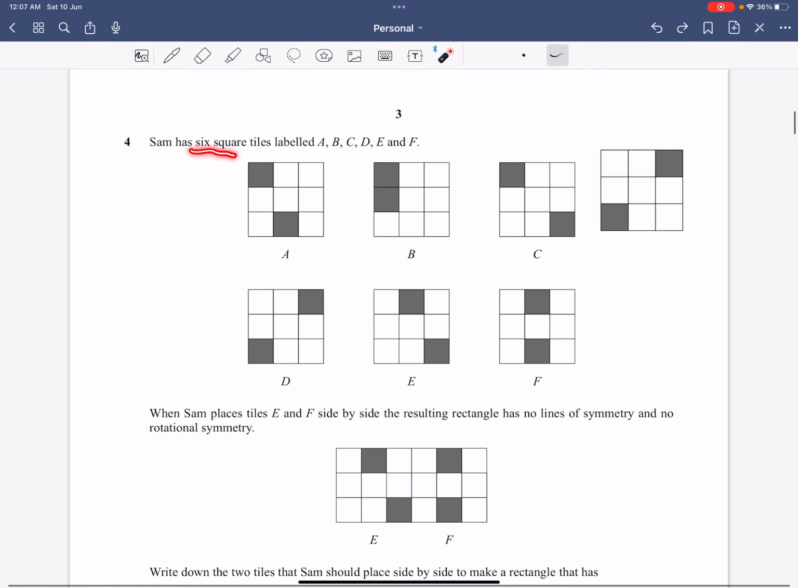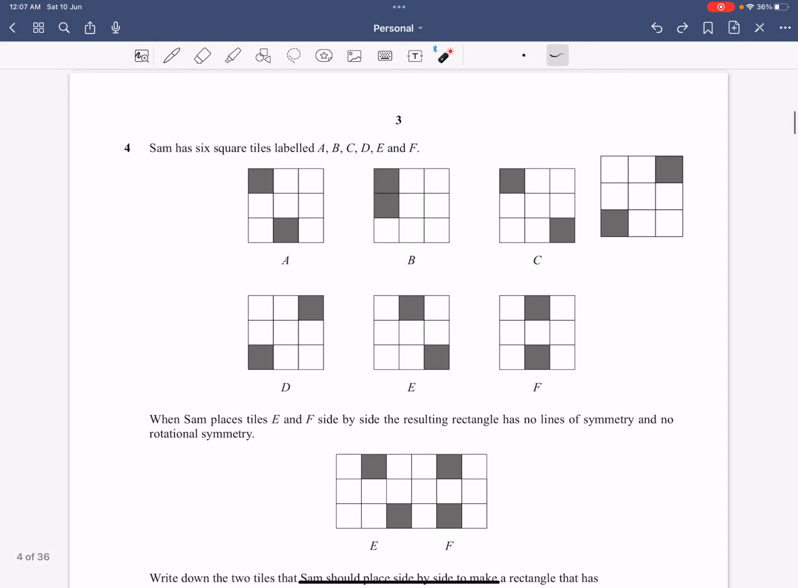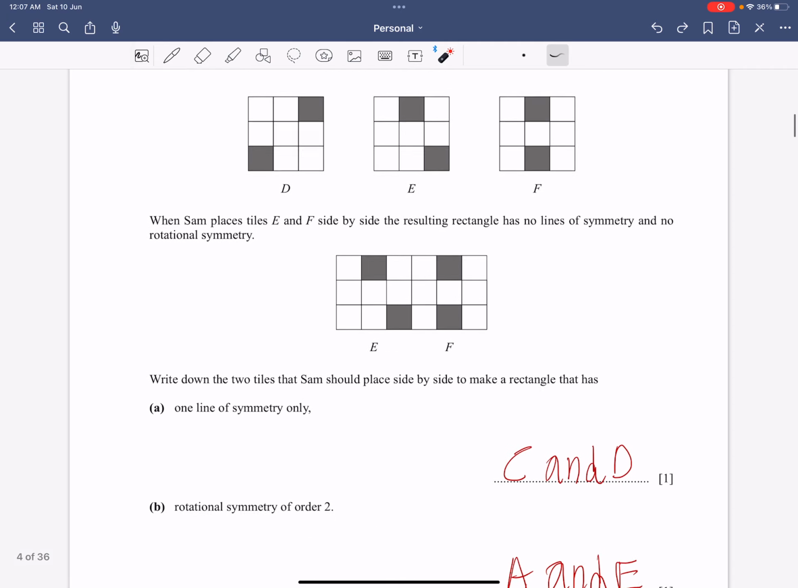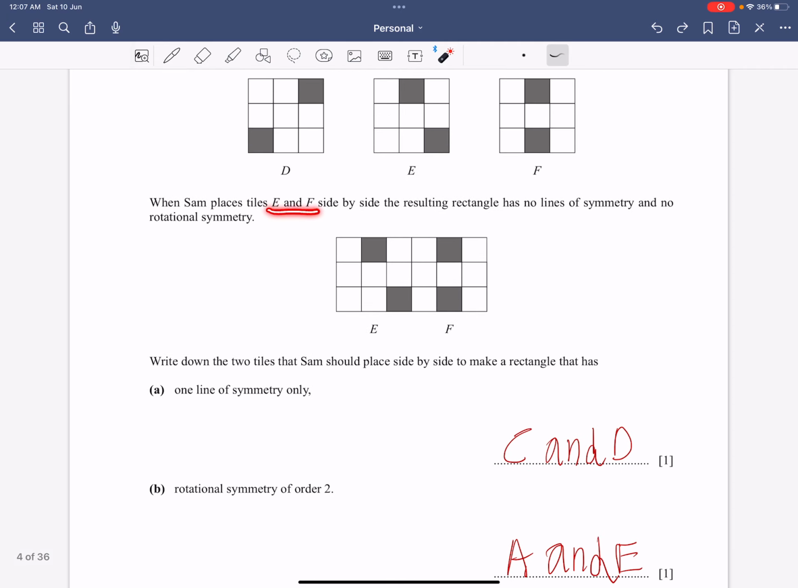Sam has 6 square tiles labeled A, B, C, D, E, and F. So this is A, B, C, D, E, and F, and all of these are squares, which means all sides are equal. Now, when Sam places tiles E and F side by side, the resulting rectangle has no lines of symmetry and no rotational symmetry.